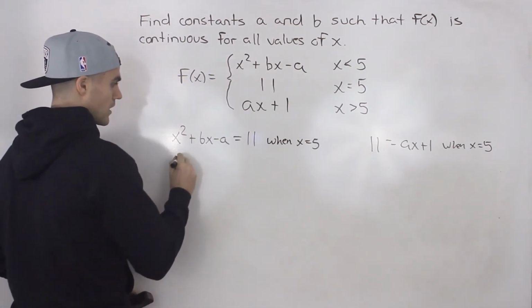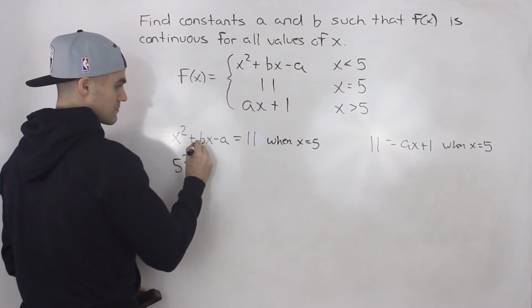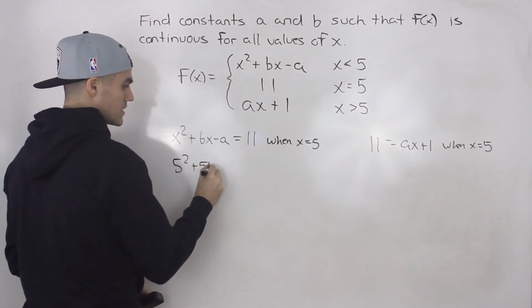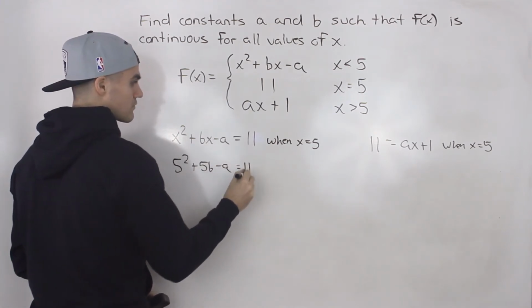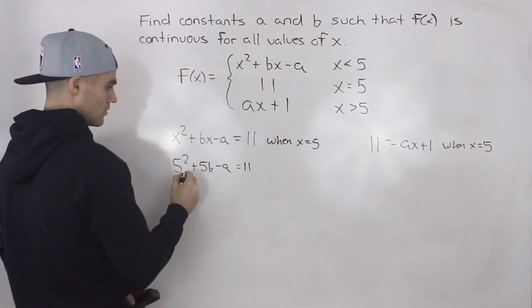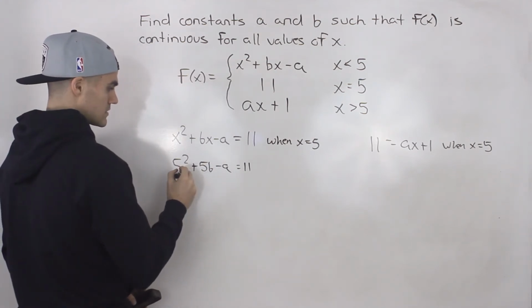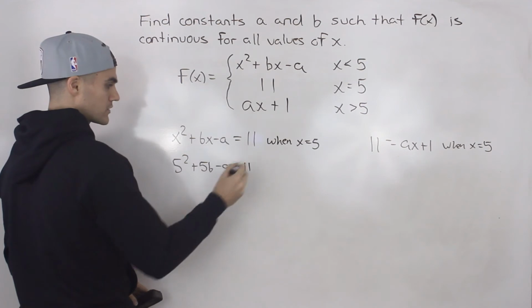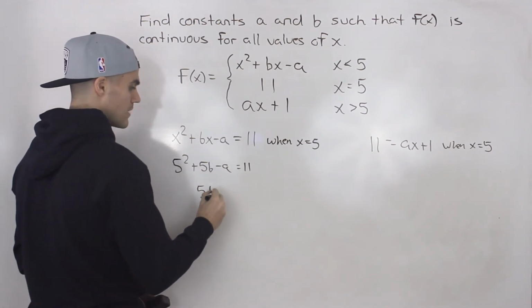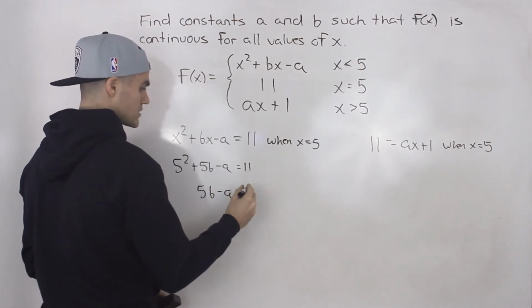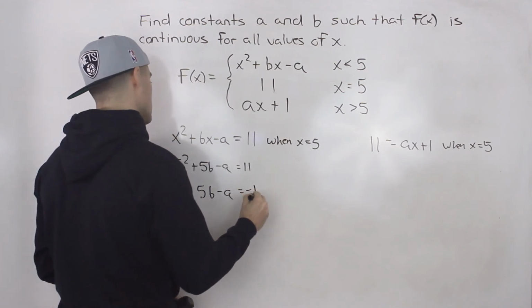We got 5 squared plus b times 5, which is just 5b, minus a, equals 11. So if we simplify this, this would be 25, bring the 25 over, so we'll have 5b minus a equals 11 minus 25, which is negative 14.